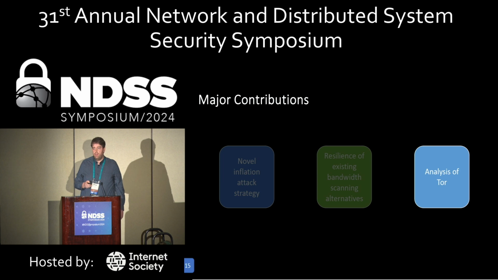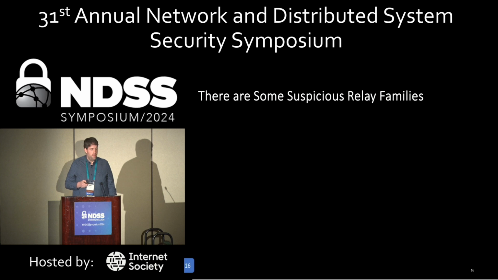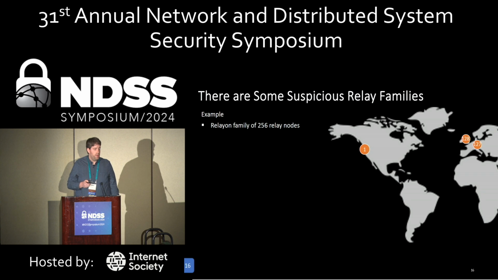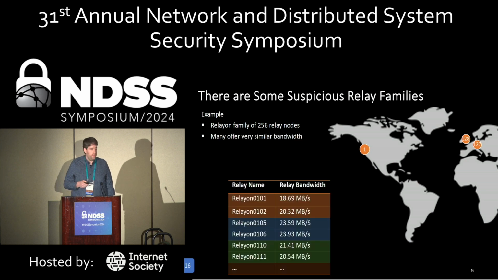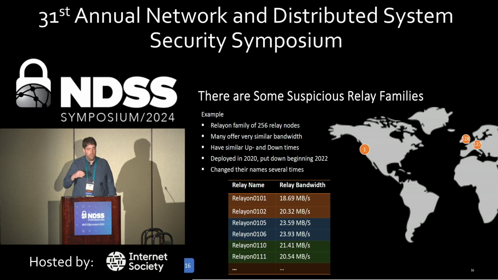And lastly, we analyzed historic data of Tor, and there we found that some relay families might look suspicious. Here we have the example of a relay family that consists of 256 relay nodes. However, many offer the same or similar bandwidth capacity and have similar up and down times, indicating a co-residency of the relays. They were deployed and taken down shortly afterwards. However, they always changed the name. This malicious behavior may indicate that they use our attack vector in the real world.